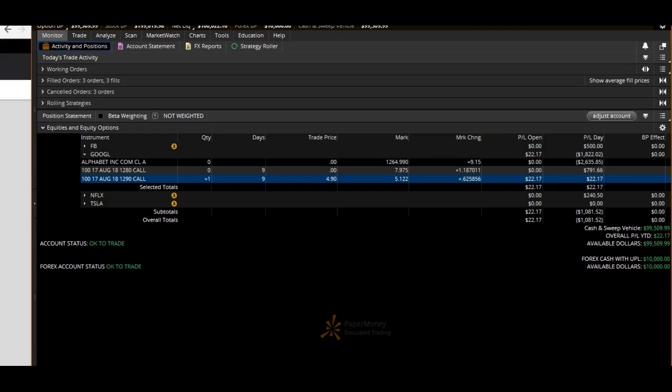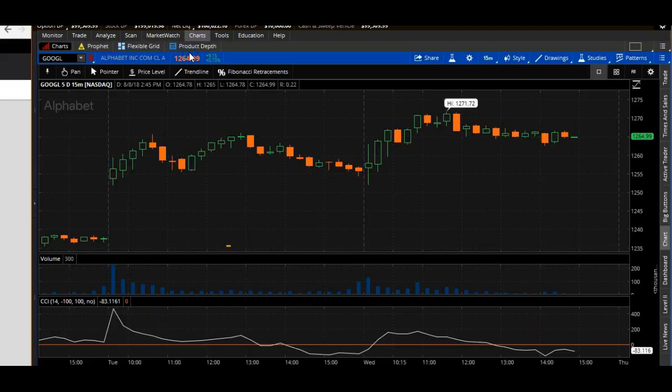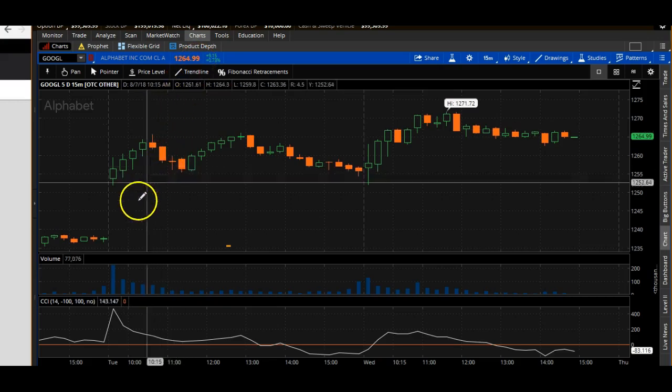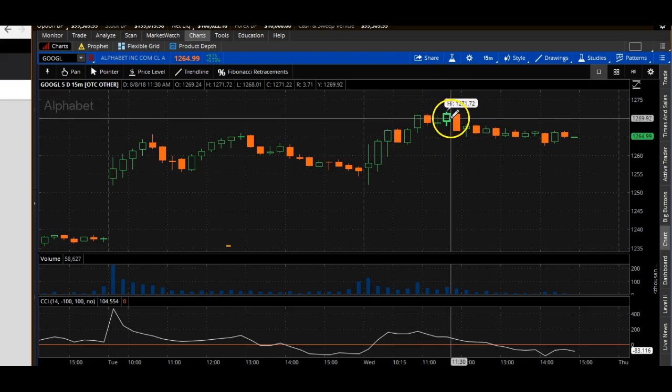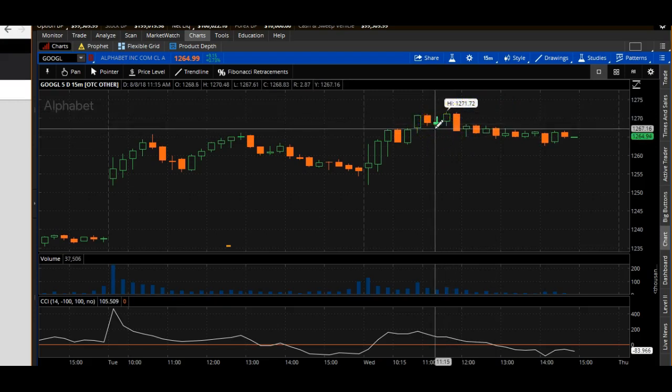So the only other thing I want to show you on this video, to keep the video as short as possible, I don't like to go over 15 minutes, is how to monitor this trade using the charts. There's a function up here that says charts. We'll click on it. Of course, it's my Google here. It tells you the price right now. First of all, this is a 15-minute chart. So what that means is each of these bars here represents 15 minutes in time.